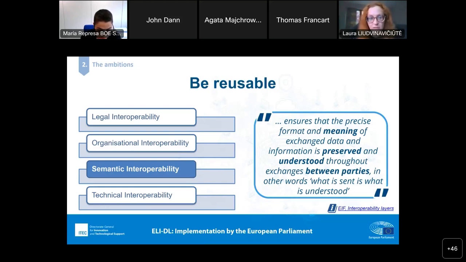I will not read the definition of semantic interoperability, which you can see here on the right. Instead, I will tell you how we achieved it.